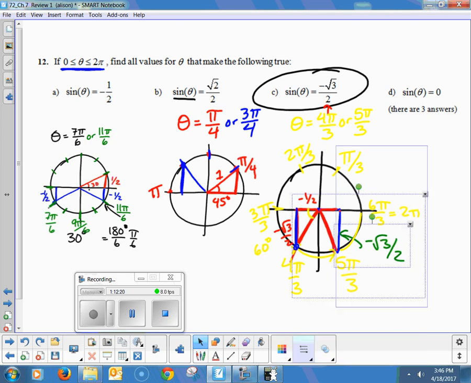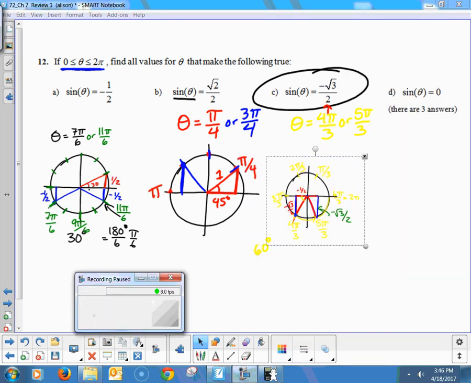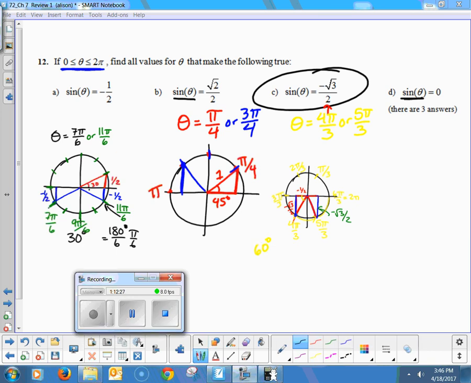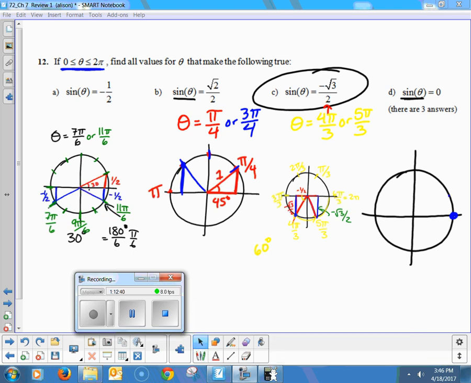And last but not least, where is the sine, or the y value, 0? All right, well, that means my height has to be 0, which is basically when Hank is at ground level. So that happens right at the beginning of the ride when my theta is 0. It happens again, come on, Hank, right there at pi. And it happens again at the end of the ride at 2 pi. So my answer is, theta could equal 0, pi, or 2 pi.